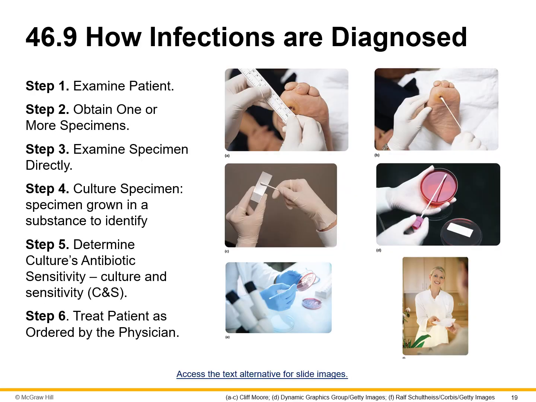So how do we diagnose infections? First of all, we're going to examine the patient and look at the area and see if it's localized or systemic. We're going to get a specimen. So anytime somebody comes in and they've got a wound or something like that, we're going to take a Q-tip and collect it and try to grow it.